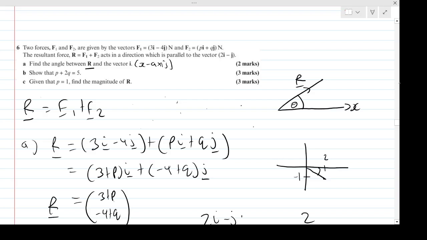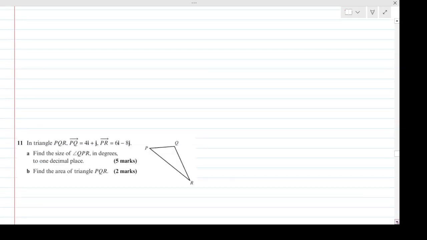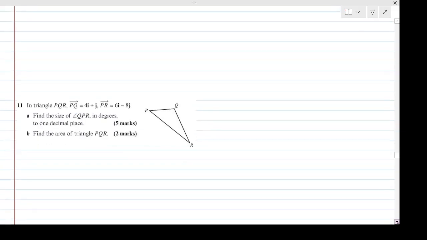That allows us to then find the angle between r and i, which is basically the x-axis. So r and the x-axis, which is there. Okay, so have a look at this question, which is nicer than that one.